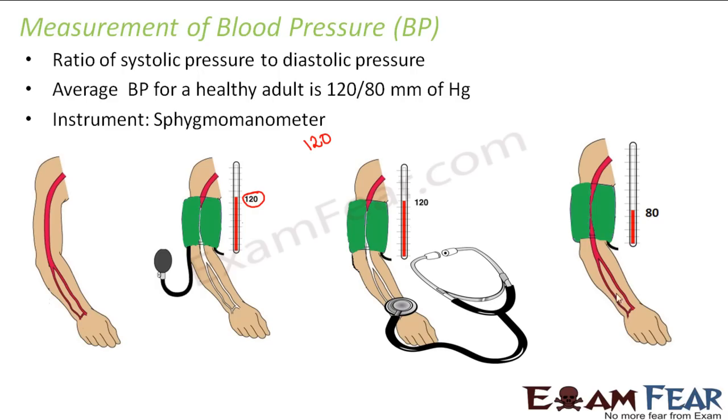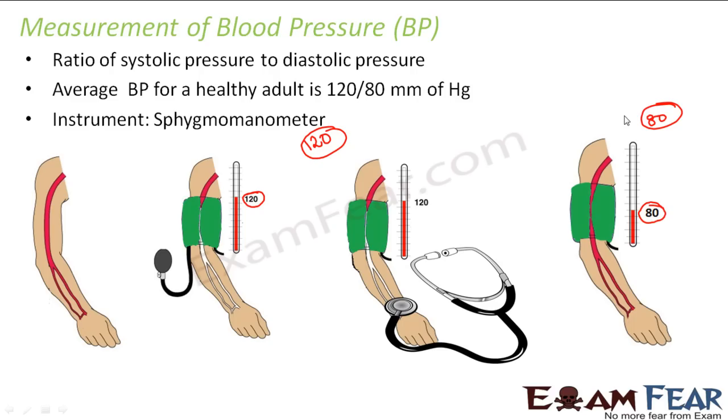It is seen that the blood starts flowing through the artery, and also the sound which he was able to hear starts becoming dim. So the sound becomes faded, and finally it reaches a point where the sound stops. The point where the sound stops, whatever pressure is displayed by the instrument at that point, is measured as the diastolic pressure. So this systolic pressure divided by the diastolic pressure gives us the blood pressure.